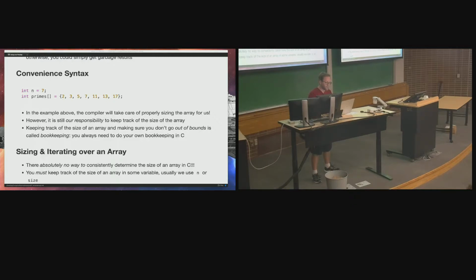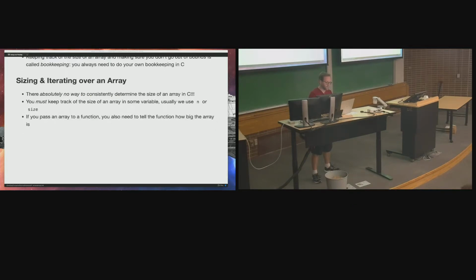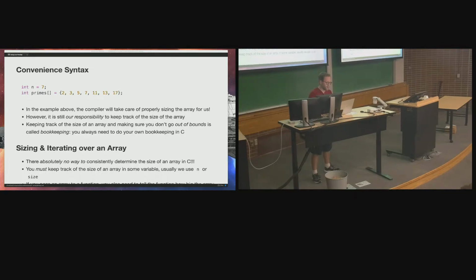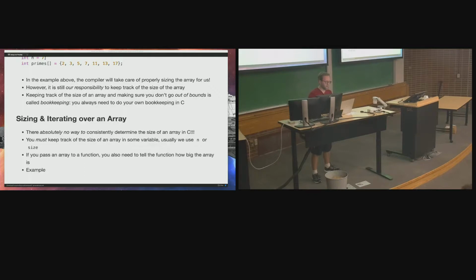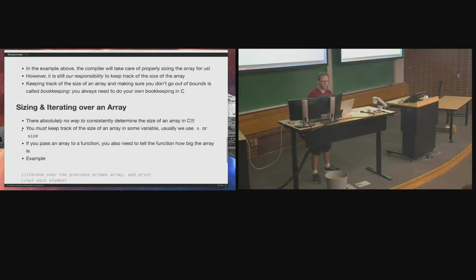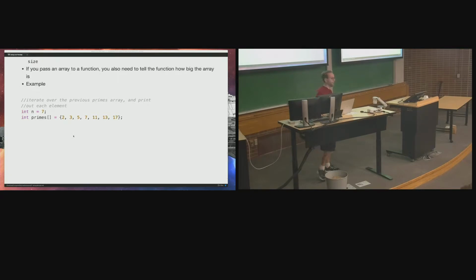So let's look at an example. Let me iterate over the previous primes array and print out each element. Let me cut and paste the example from before so that I don't have to scroll up and look at the code again. I want to print each one of these out, maybe one to a line.